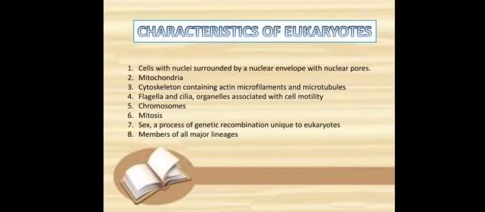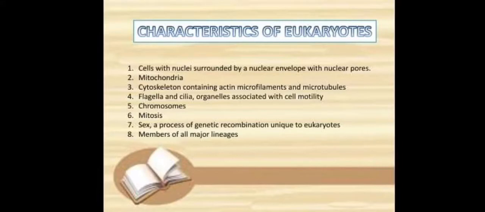Number 2, mitochondria. Some extant eukaryotes have very reduced remnants of mitochondria in their cells, whereas other members of their lineages have typical mitochondria. Number 3, a cytoskeleton containing the structural and motility components called actin microfilaments and microtubules. All extant eukaryotes have these cytoskeletal elements.